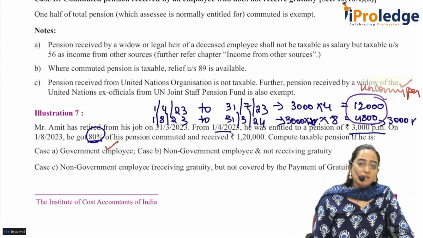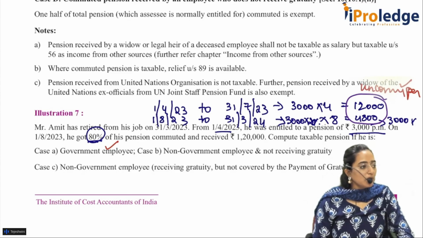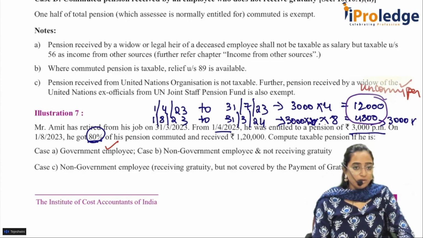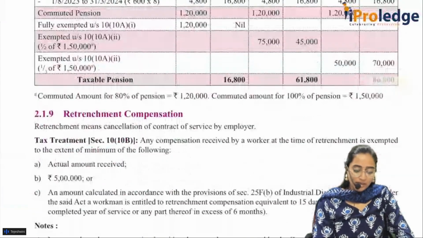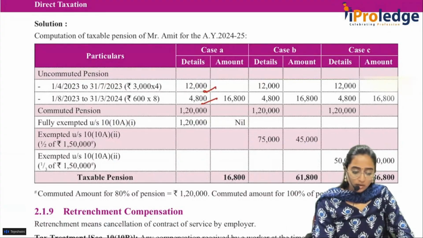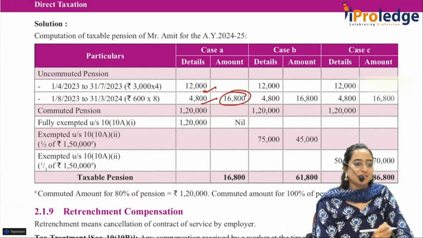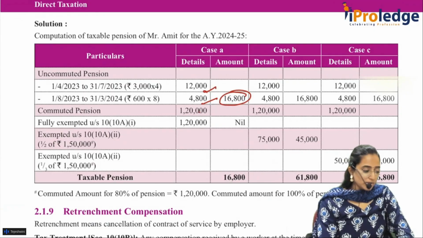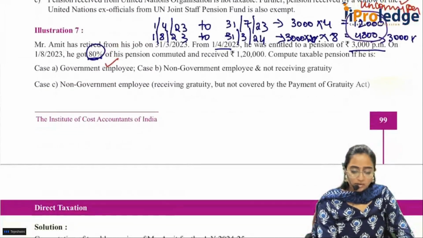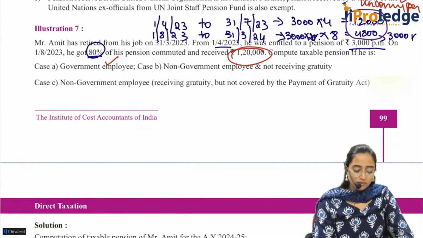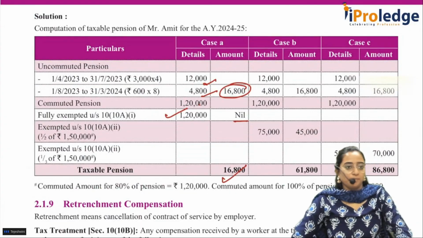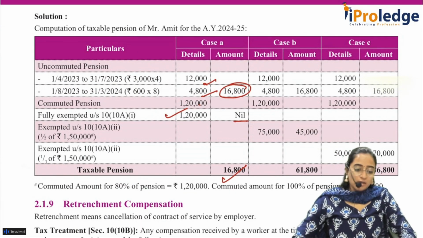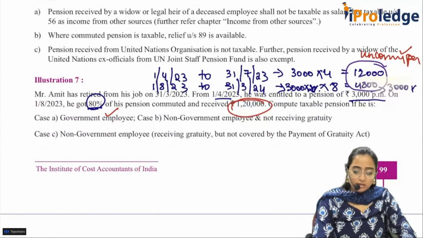What about the commuted pension? Will it be taxable for him? Will a government employee be taxable with commuted pension? No. Everyone sure? So government employee will have the calculation of uncommuted pension only, that is total coming up to 16,800. Commuted pension is how much? How much has he received as commuted pension? 1,20,000. The entire 1,20,000 is available as exemption for this fellow. The tax which is payable is only for uncommuted pension. Clear? Everyone? The calculation would come for your other non-government employee.